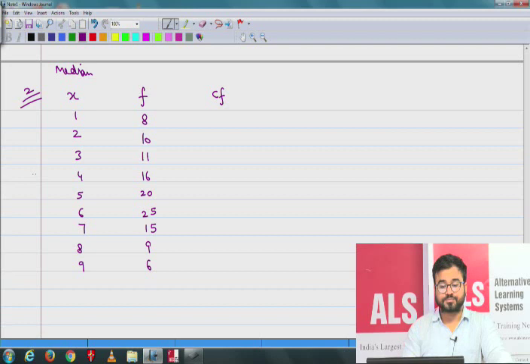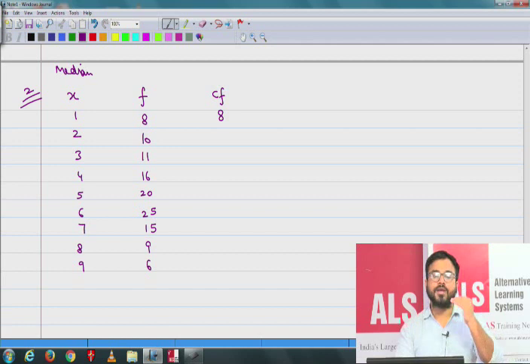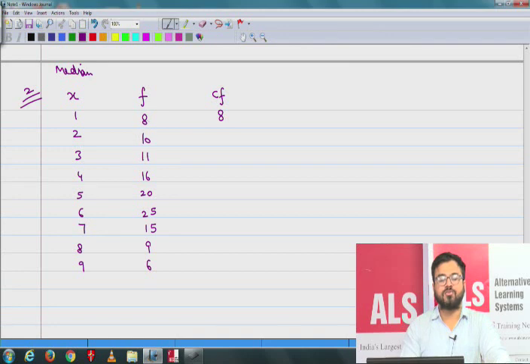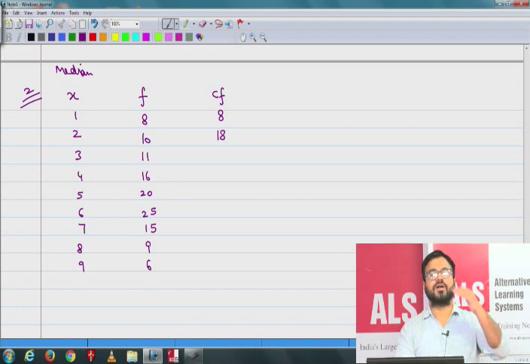Like if I say how many students got marks of 1 or less than 1, so 1 or less than 1 is 8. Now if I ask how many students got marks 2 or less than 2, it means 10 and 8 both will be counted, so that would be 18. So in this way we have to write the frequency.